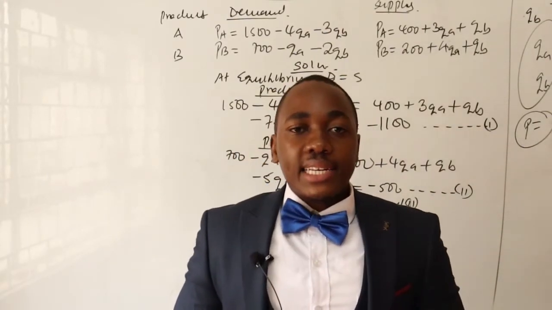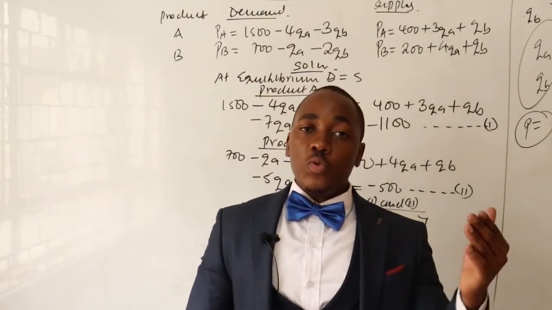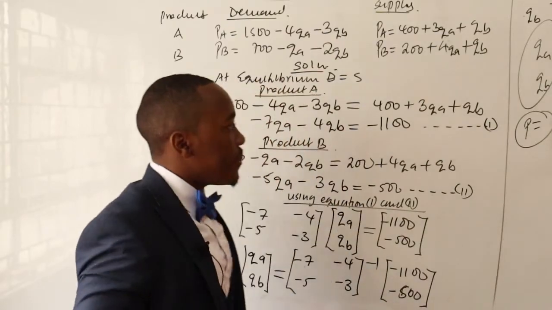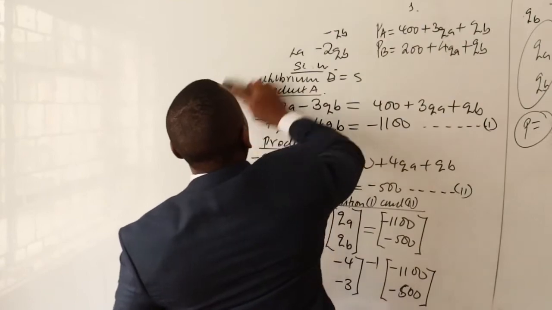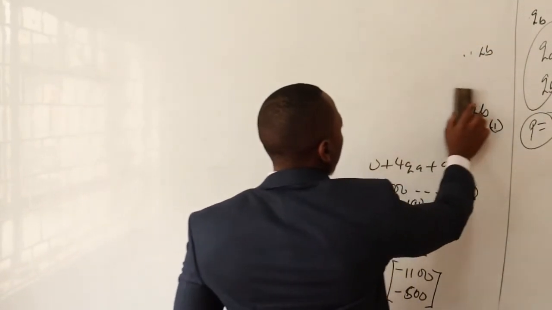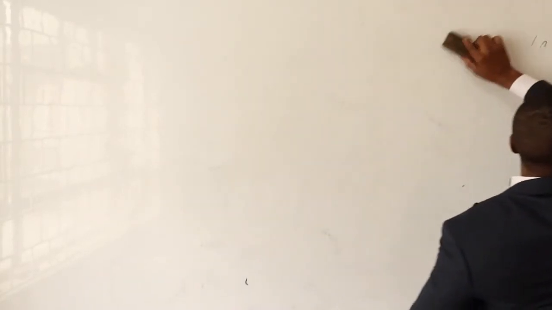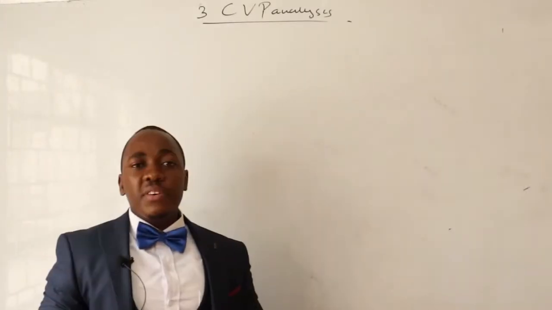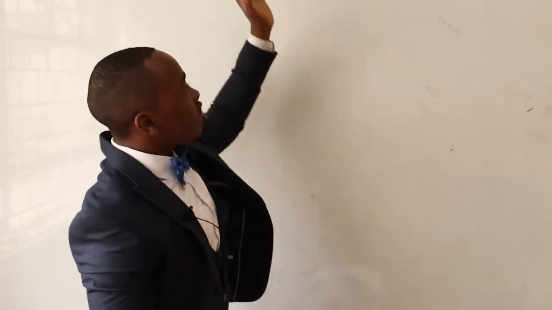Now, I want us to look at the third one, and then the fourth and fifth we'll do in our next session. The third application is CVP analysis. We say that matrices are also applicable in CVP analysis. CVP analysis is just the study of the relationship existing between the cost, volume, and the profit. And how do we solve that?